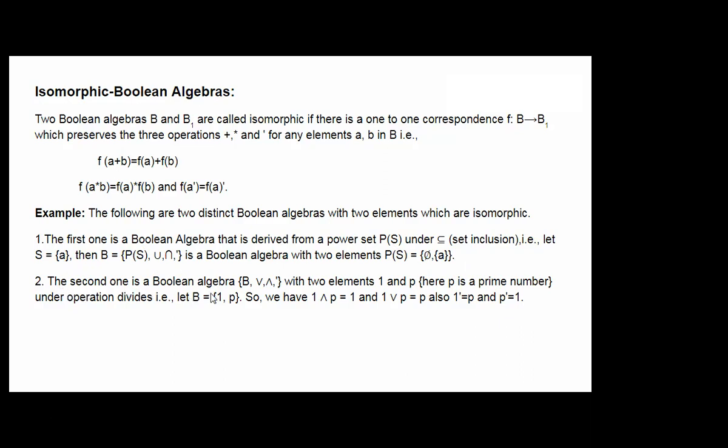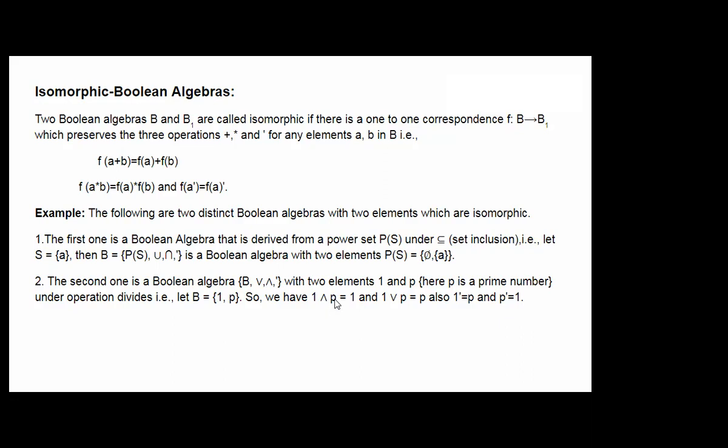The second one is a Boolean algebra with two elements 1 and P, under the operations and, or, and complement. Here P is a prime number. Okay, second example is here. P is what? It is a prime number, under the operation divide. Let B is equal to {1, P}. So we have 1 and P is equal to 1. Here P is the prime number.